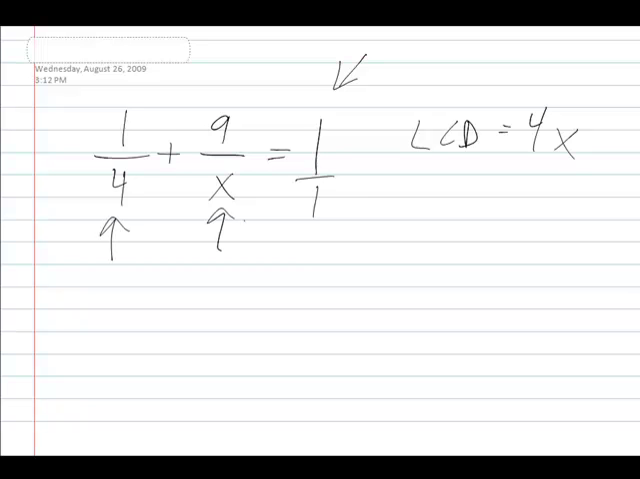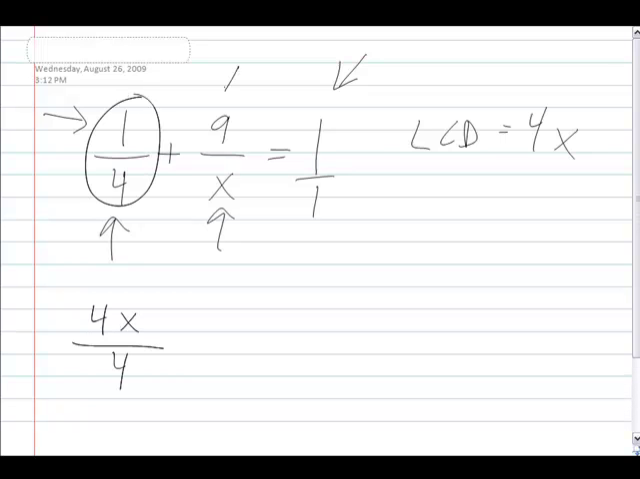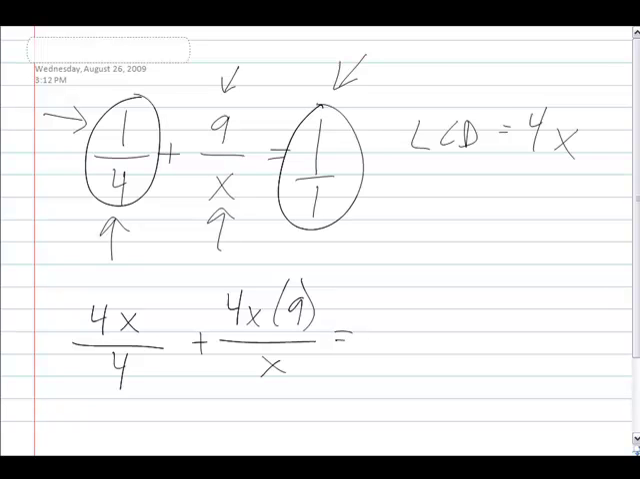So if we multiply both sides, everything by 4x now, we'll have 1 times 4x. So we'll have 4x over 4. That takes care of this part. And we'll have a 9 times 4x. So we'll have plus, and we'll just say 4x times 9. I'm not going to multiply it out yet, and you'll see why. And then this side now, with that 1 times 4x, so that's just a 4x over our 1.